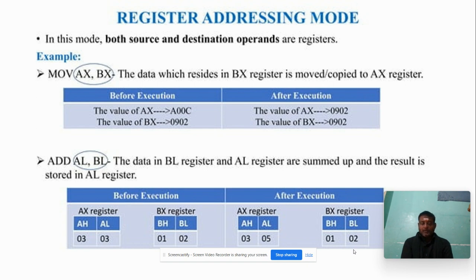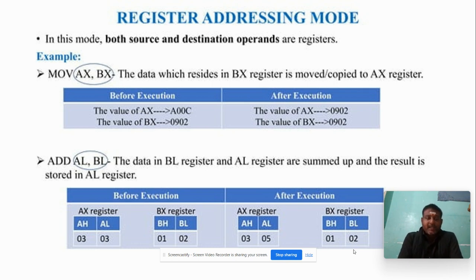Before the execution, the value of AX is A00C and the value of BX is 0902. After execution of this instruction, AX is 0902 and BX is equal to 0902. Register addressing mode means copying the BX value into AX. This is called register addressing. This is a 16-bit data example, and now an 8-bit example.